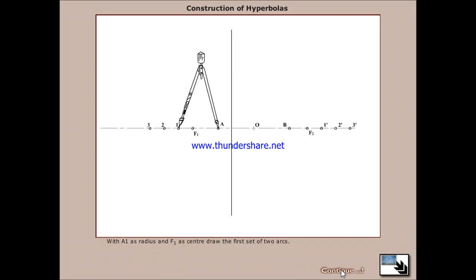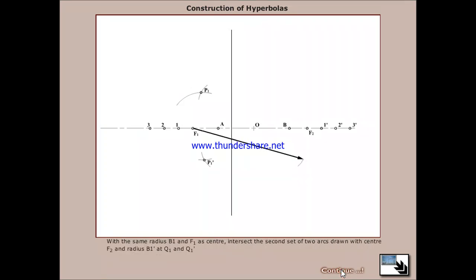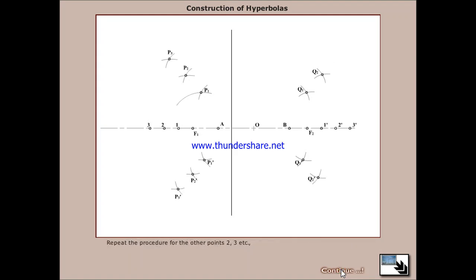With A1 as radius and F1 as center, draw the first set of two arcs. Similarly, with B1 as radius and F2 as center, draw arcs to cut the previous arcs at P1 and P1 dash. With the same radius B1 and F1 as center, intersect the second set of two arcs drawn with center F2 and radius B1 dash at Q1 and Q1 dash. Repeat the procedure for the other points 2, 3, etc. Join these points and obtain a smooth curve.